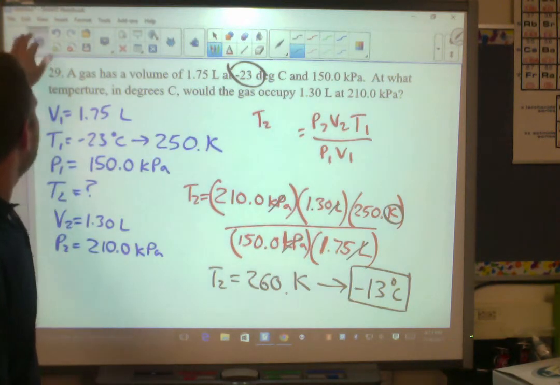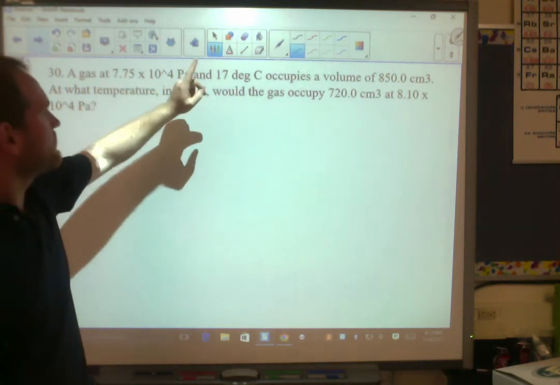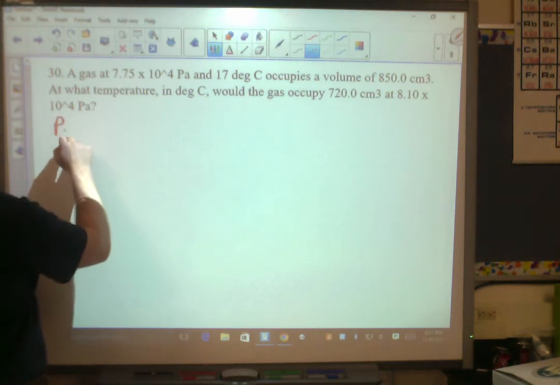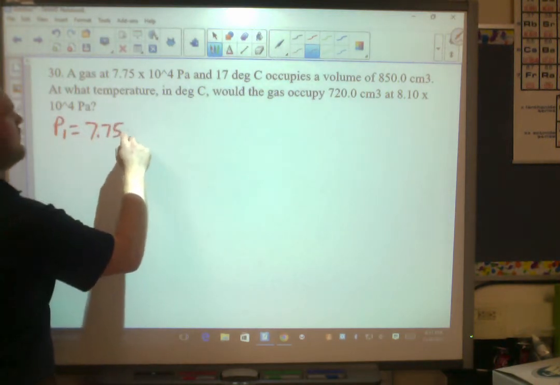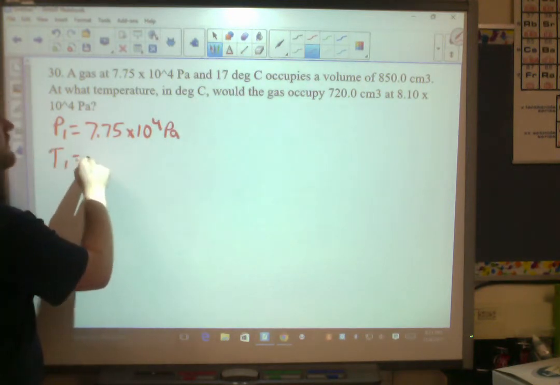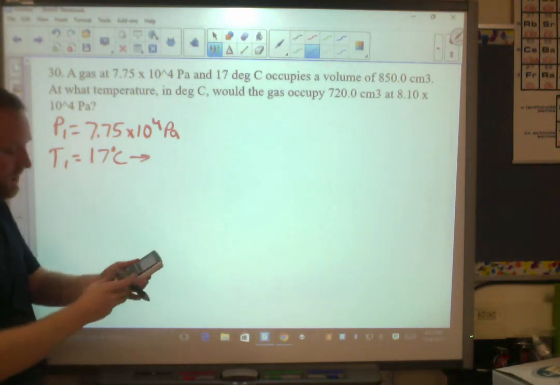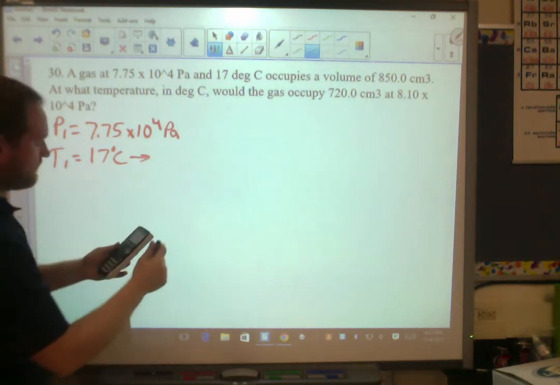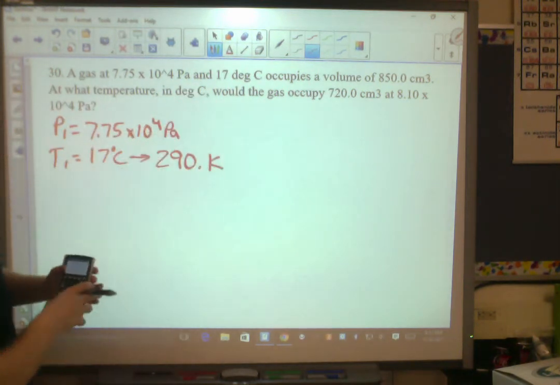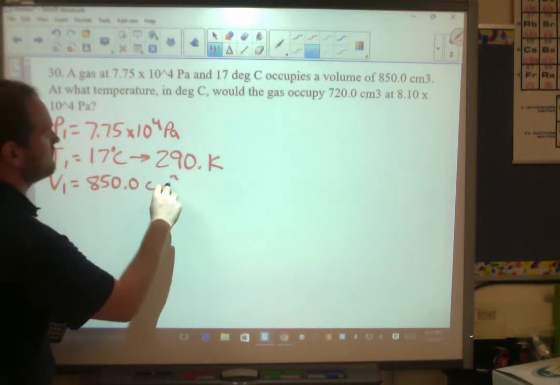Number 30. A gas at this pressure, in pascals, and this temperature in Celsius. Let's go ahead and write those down. P1 is 7.75 times 10 to the 4th pascals. T1 is 17 degrees Celsius. Right away, let's turn this into Kelvin. 17 plus 273, 290 point Kelvin. Occupies an initial volume V1 of 850.0 centimeters cubed.